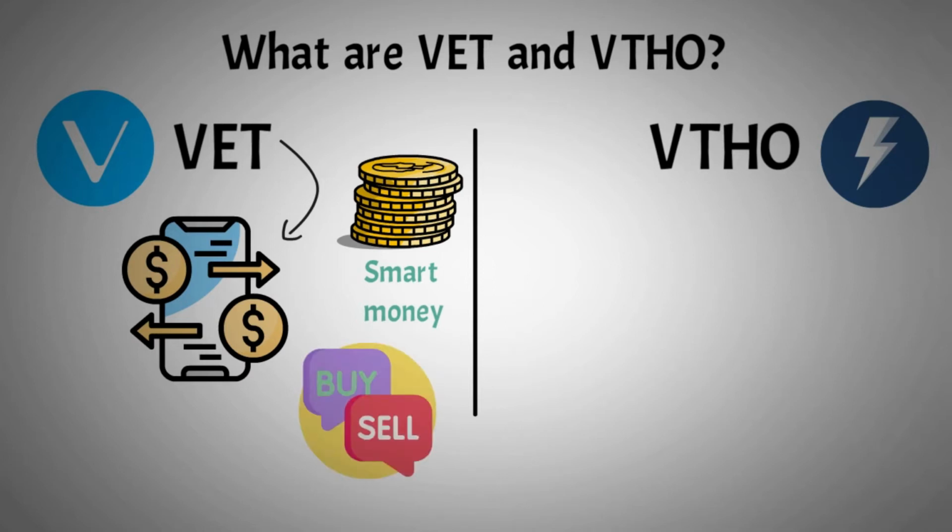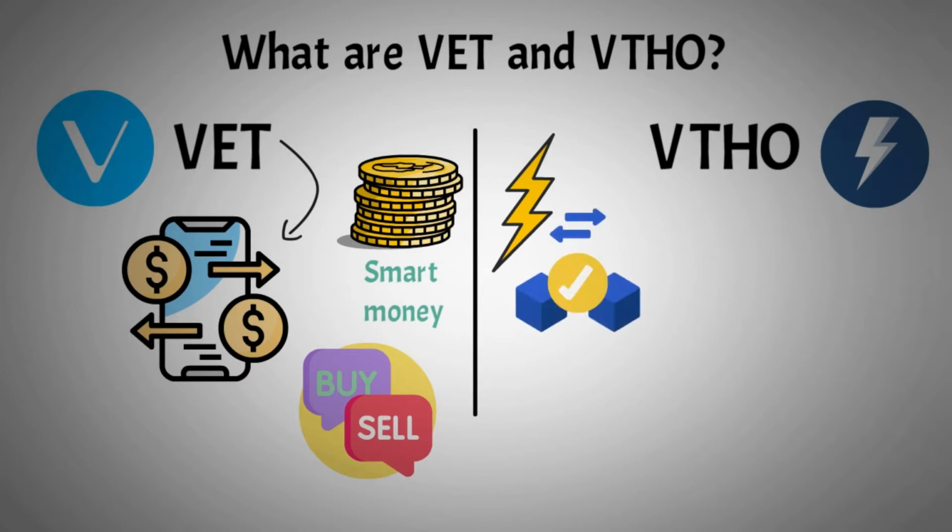VTHO stands for VeChainThor energy. It's utilized to power the transactions that take place on the VeChain network. These currency functions are similar to Ethereum's Ether, which is used to fuel transactions on its network. The distinction, though, resides in the efficacy of VTHO.